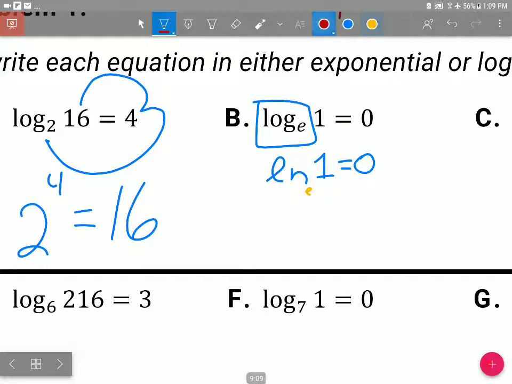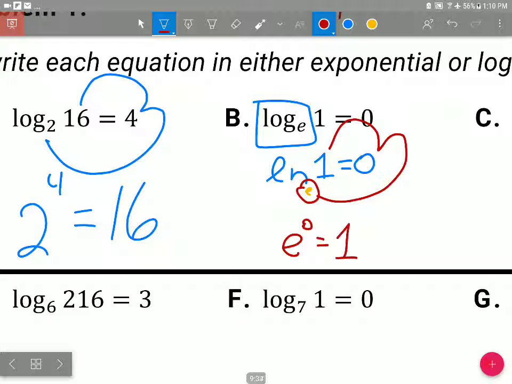All right, so here we go. Again, start with your base, go across to the exponent, and come back to the answer. So that is e to the 0 equals 1. And that actually is a true statement, because anything to the 0 is 1, period. And this is a true statement: 2 to the 4th power is, in fact, 16. Cool?